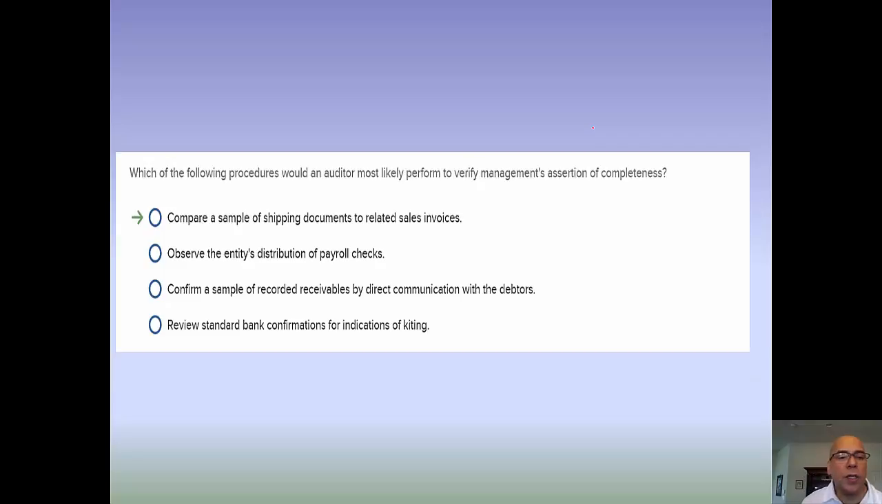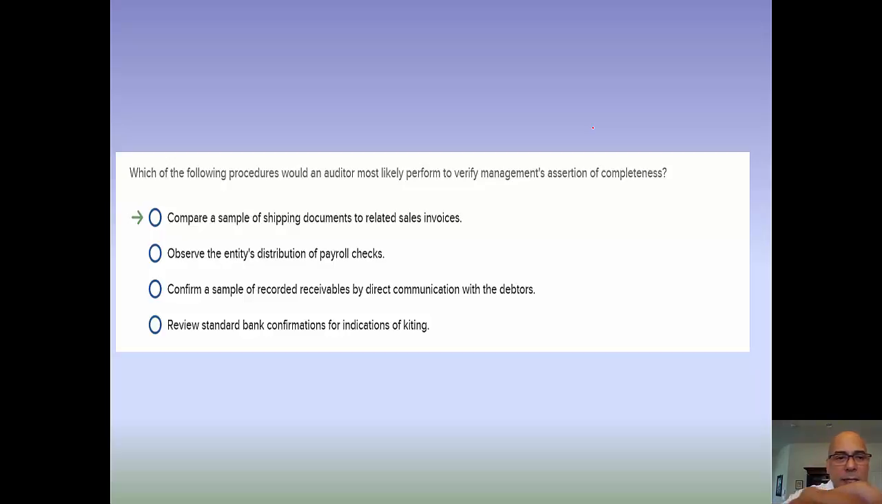Okay, let's go ahead and take a look at another one. Which of the following procedures would an auditor most likely perform to verify management assertion of completeness? Now here we say compare shipping documents to related invoices. Okay, now that's the correct answer, but let's just visualize a little better what's going on here.